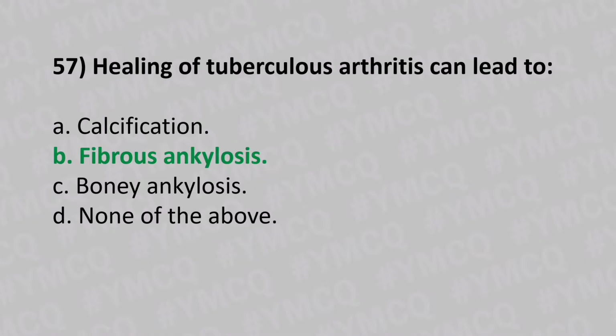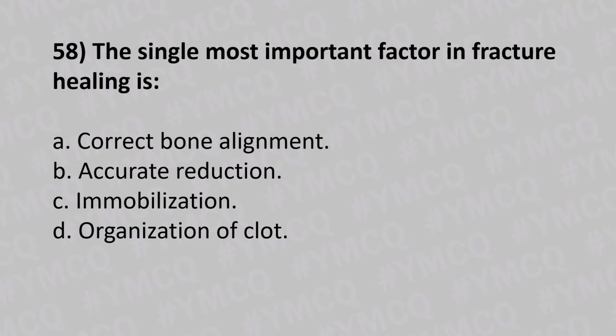Moving to our 58th question, the single most important factor in fracture healing is option A, correct bone alignment. Option B, accurate reduction. Option C, immobilization. Option D, organization of the clot. And the answer is option C, immobilization.